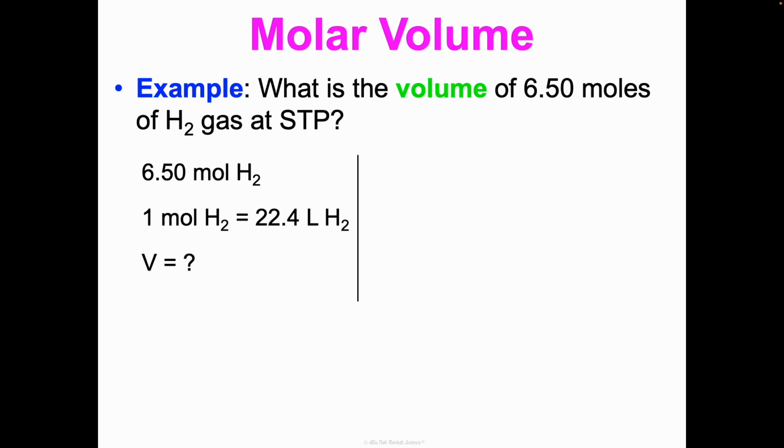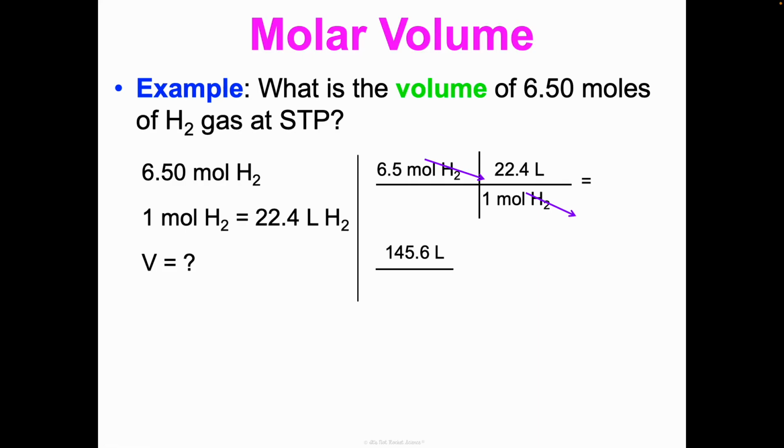Well, we're just going to do a conversion. I have 6.5 moles. I know that 1 mole of hydrogen gas is equal to 22.4 liters. That should have a 0 right there, by the way. I'll fix that. Those would cancel out. I just multiply across. Gives me 145.6 liters over 1. Divide by 1, and that gives me 146 liters of hydrogen gas.